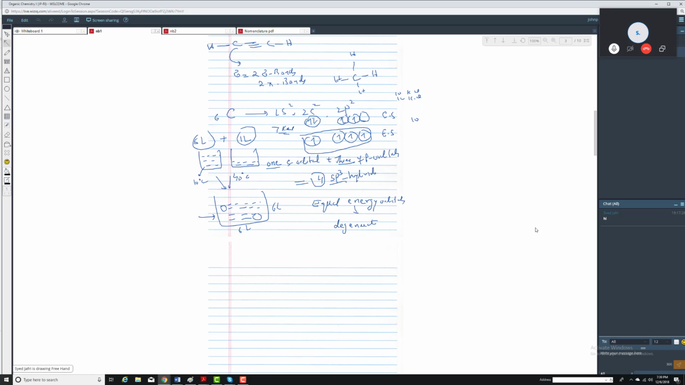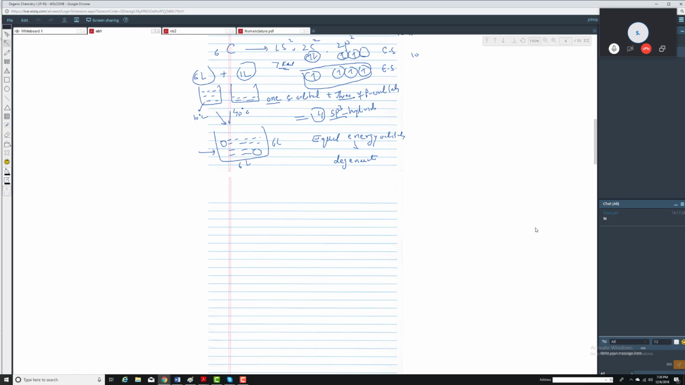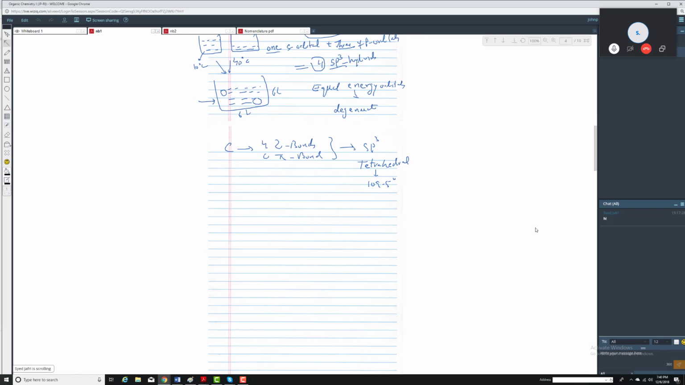Remember this very simple rule, they will ask you this type of problem. Whenever carbon makes 4 sigma bonds and 0 pi bond, remember the hybridization is going to be sp3 hybridization. What hybridization is going to be there? sp3. And the structure is going to be tetrahedral. sp3 means tetrahedral shape, and the angle is going to be 109.5 degrees.